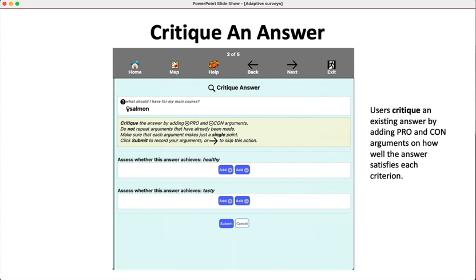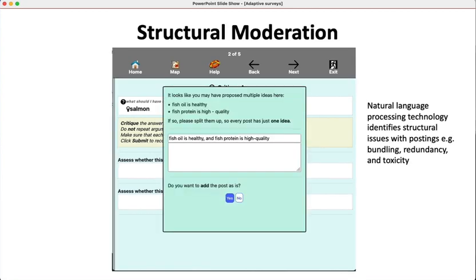In this case, the question is about, what should I have for dinner? And the criteria are healthy and tasty. So the arguments would capture, for example, whether or not salmon, in this case, is a healthy choice. And here again, AI tools sort of automate the role that used to be taken by human moderators. For example, in this case, the moderator is pointing out that the user looks like they proposed several ideas in their suggested argument. And one of the rules of deliberation mapping is that each post in the map should consist of a single idea. So it could be rated and debated about clearly and individually. So bundling is one of the possible kinds of structural issues that can occur. Redundancy, as we saw, is another. Toxicity is a third.